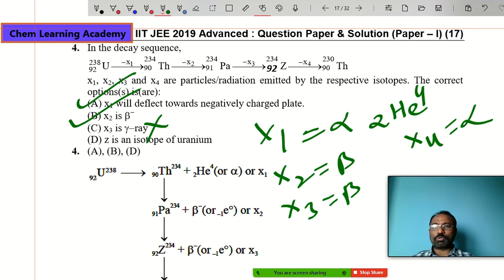And Z is an isotope of uranium. Here 92 uranium, here 92Z. Here the atomic number is the same and mass numbers are different. Such types of nuclides are called isotopes. Therefore, D is the right statement. So, what are the right answers? A, B, D are right options.